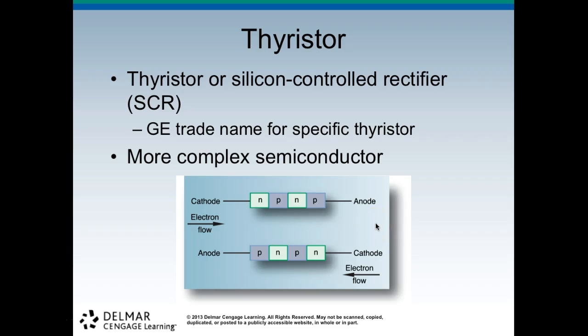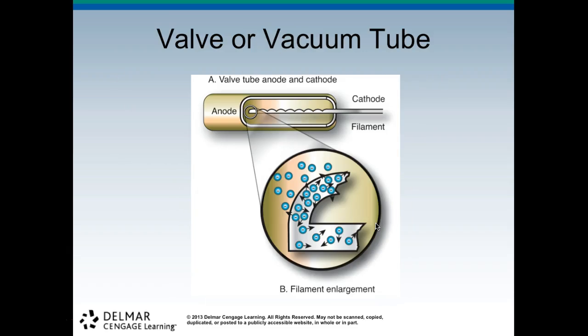Thyristor, or silicon controlled rectifier, so an SCR. It's a GE trade name for a thyristor. It's a more complex semiconductor, as you can see here. And a valve or a vacuum tube: you have your cathode and your anode, and you can see where your anode is being bombarded here.